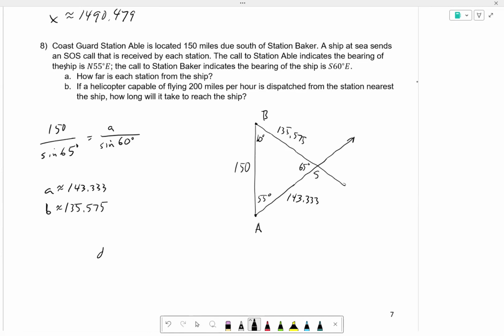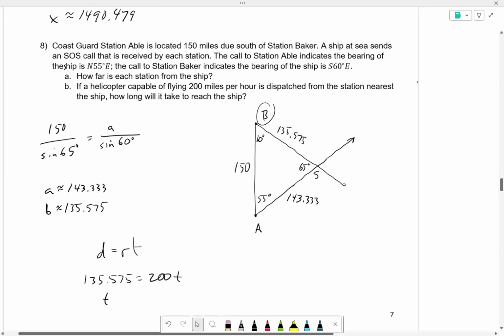D equals R times T. And we're doing it from where? Station Baker, of course. So distance is 135.575 equals 200 times T. Divide that by 200 and what are we left with? 0.67 hours. Is that right?